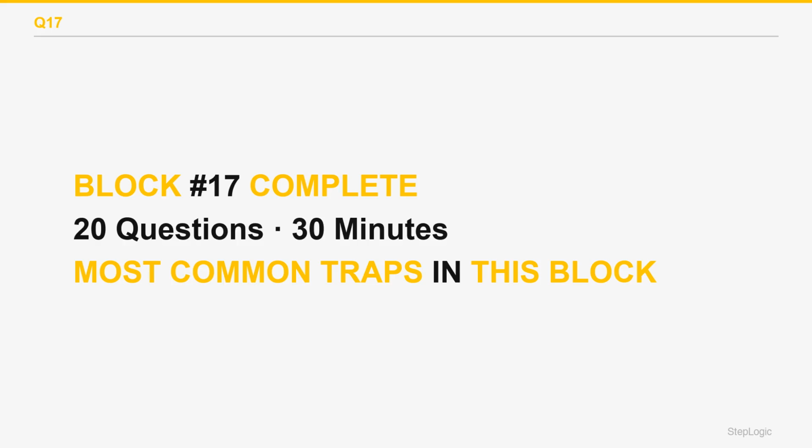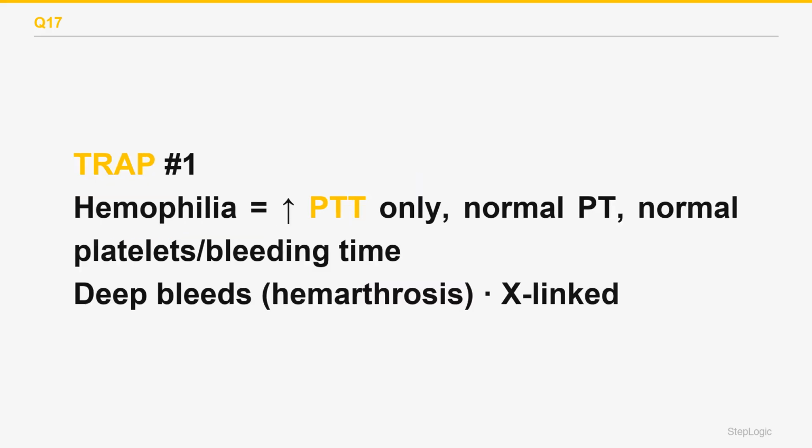Block 17 is done. Let's review the 5 biggest traps from this block. Trap 1. Hemophilia A or B causes deep bleeding like hemarthrosis, with an isolated prolonged PTT, normal PT, and normal platelets and bleeding time, inherited X-linked recessively.